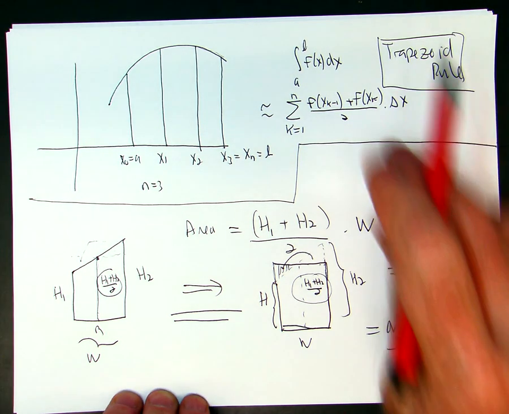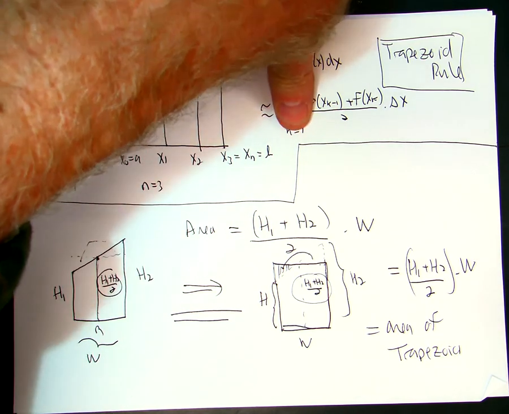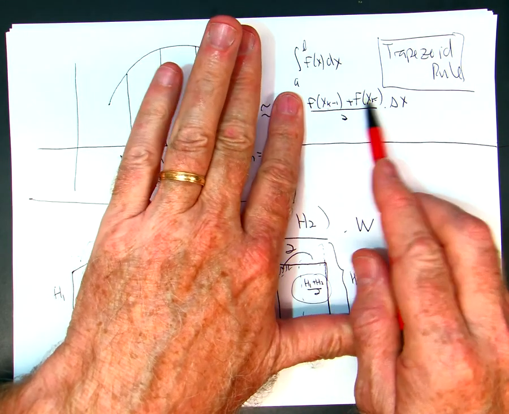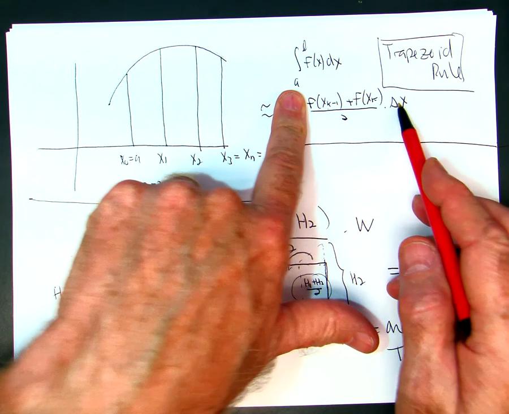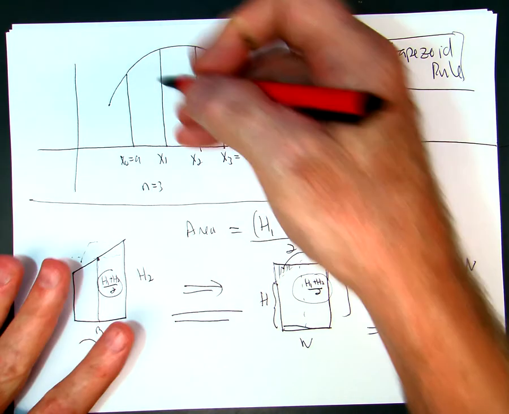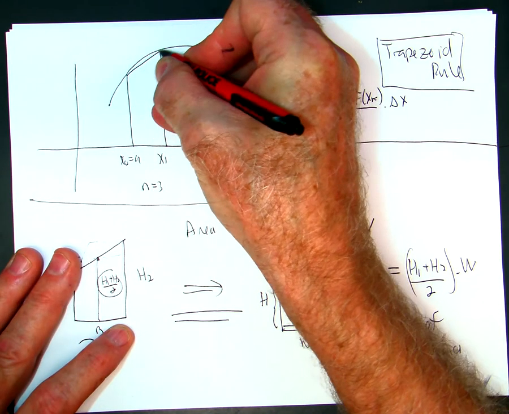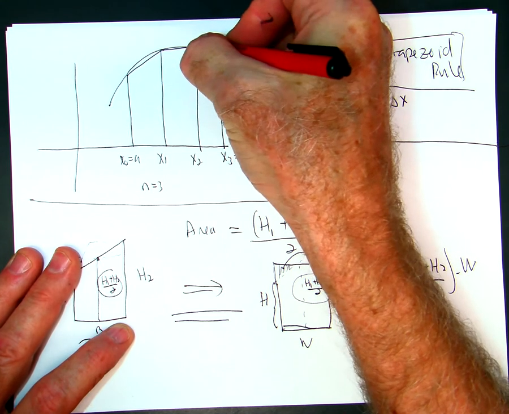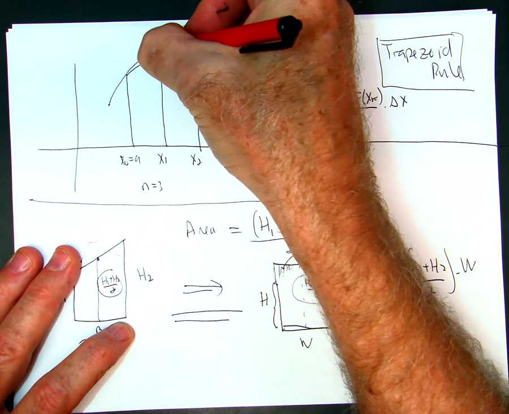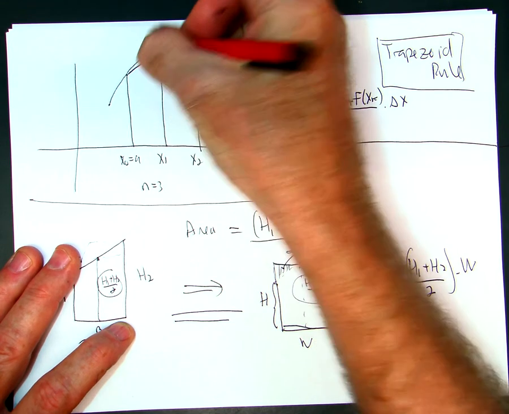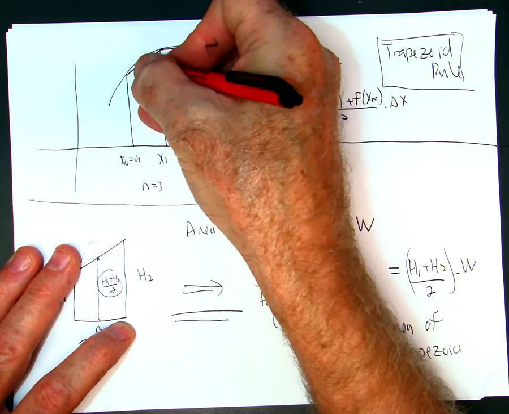And so if you look at this piece right here, that's going to be height 1, the left-hand height, plus height 2, the right-hand height, divided by 2, times the width. Okay, we'll go over that more. So here I'm going to just draw some trapezoids. This one's really close. So this one looks like a pretty good fit. So we get 3 trapezoids.